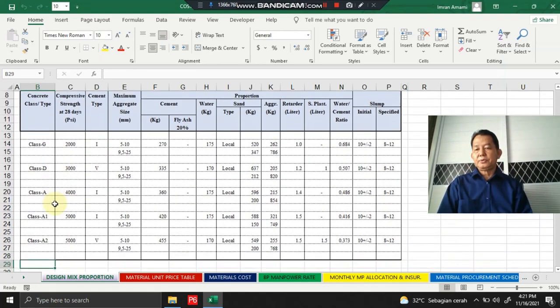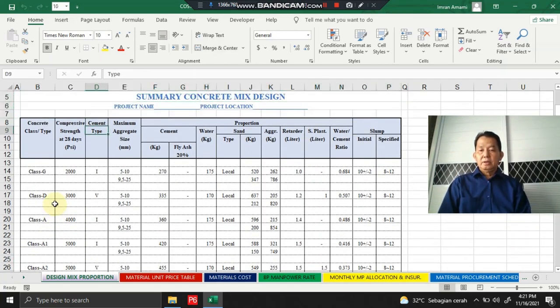This is for all classes of the concrete, starting from class G with strength 2000, type 1; class D with strength 3000, type 5; class A with strength 4000, type 1; class A1 with strength 5000 and type 1; and the last one is class A2 with strength 5000 and type 5. And then we can see here the material proportion for each class of the concrete.